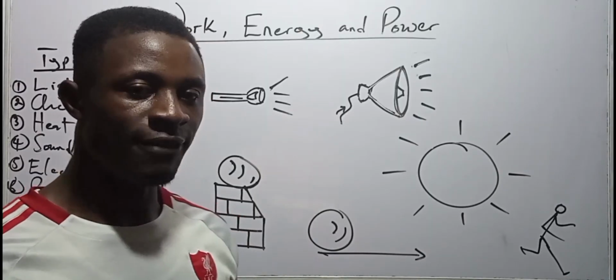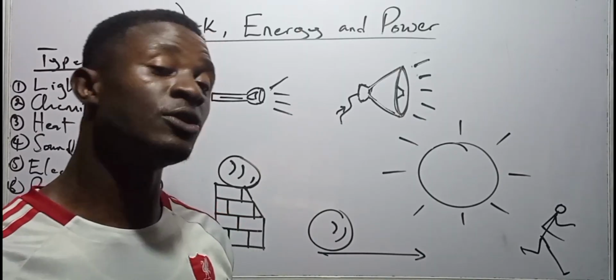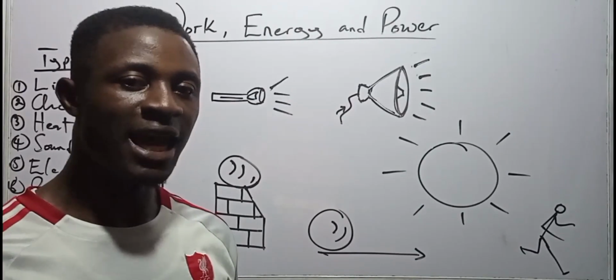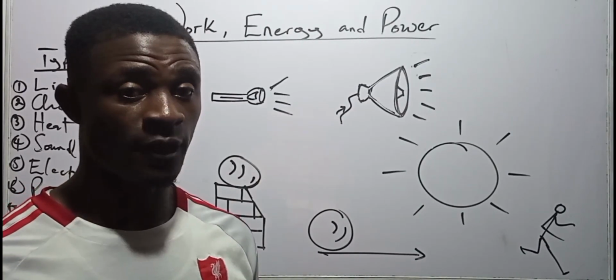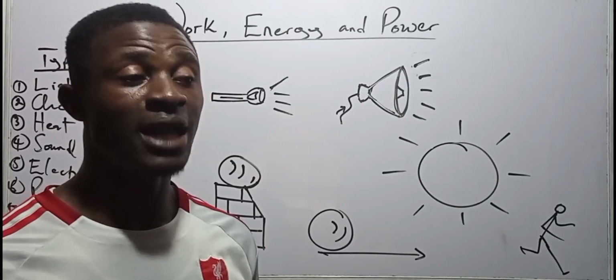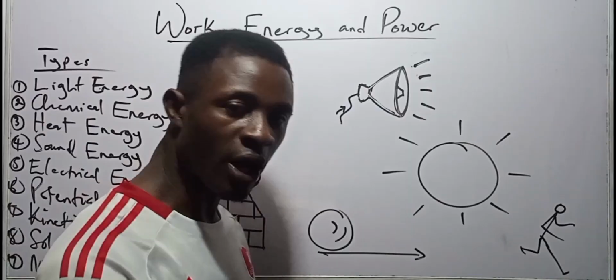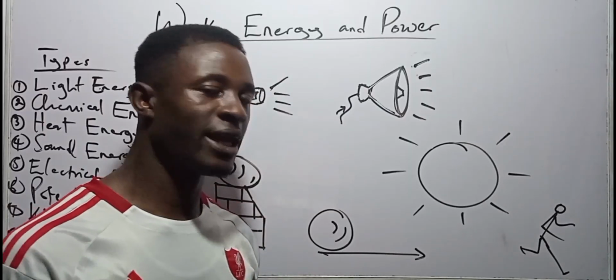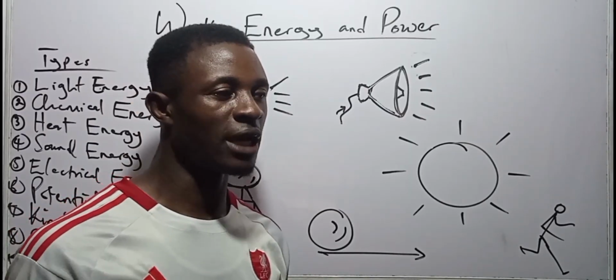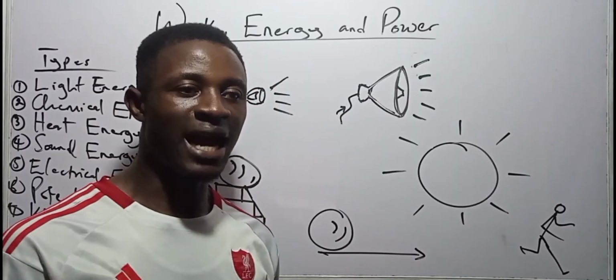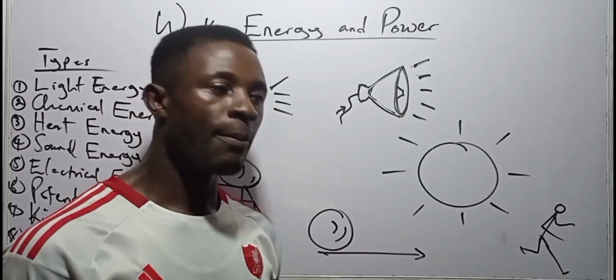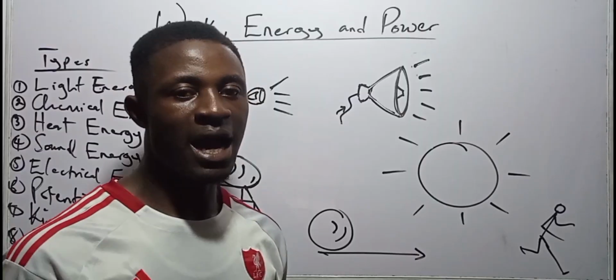So any object that you find around you can do work. Your phone can do some work because your phone has light energy. That's why you can see your screen. So any object that you find around you actually has energy, and any object that has energy can do work. That is why we define energy as the ability of an object to do work. Any object that cannot do work does not have energy, but any object that can do work has energy.